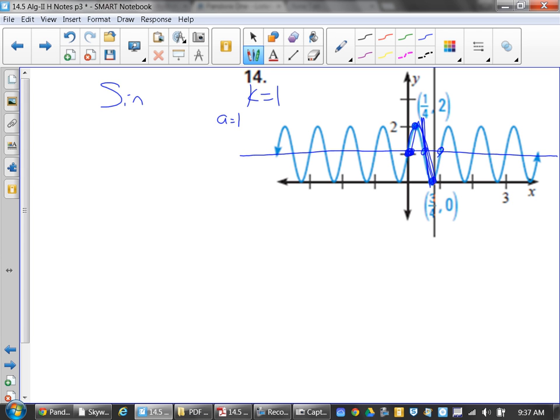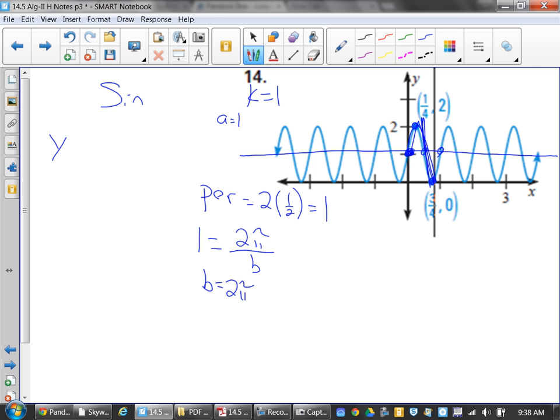To get your b value, we have to figure out our period. Well, our distance between 1/4 and 3/4 is how much? It's a half. So our period is going to equal 2 times a half, which is 1. I set that equal to 1 equals 2 pi over b. What is b? 2 pi. B in this case would equal 2 pi.